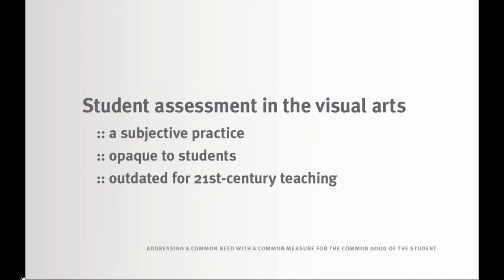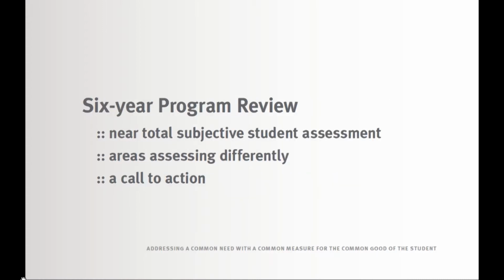Well, the problem is that traditionally, student assessment of the visual art has been a very subjective practice. The professor comes in, looks at the work, decides whether he or she likes it. It looks at maybe certain criteria based on a personally held philosophy. And the problem with this, of course, is you're not collecting any hard data. You're not being very objective about it, even though probably the professor would think so. The results are fairly opaque to the students. They can't really understand why they are strong in one area or weak in another. And it's just simply outdated for 21st century teaching.